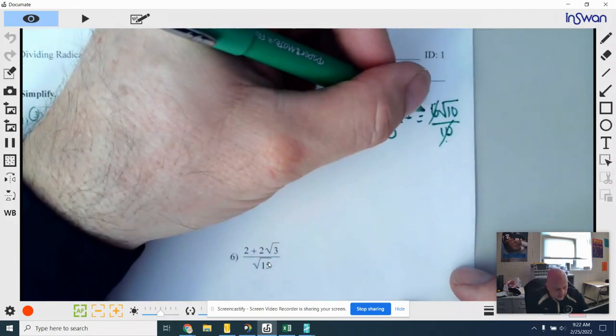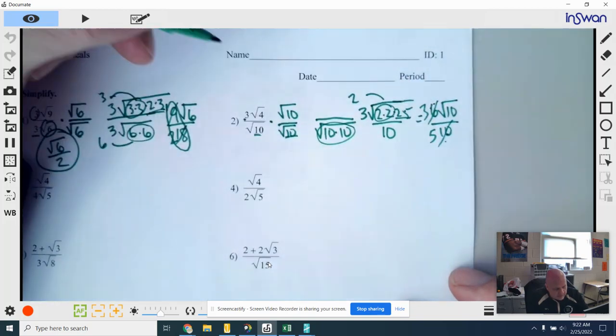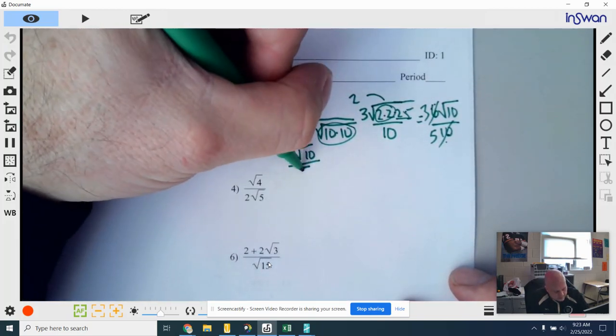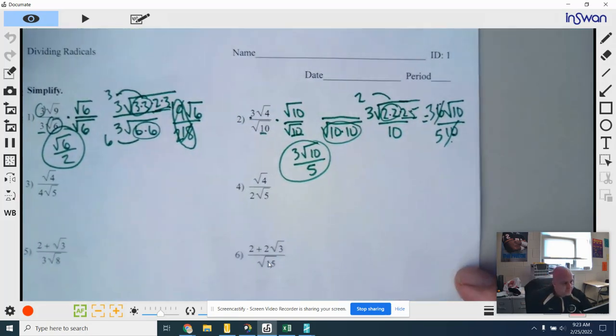So if I cut those in half, I get 3 over 5, and that's as far as it's going to go. So my final answer is 3 root 10 over 5.